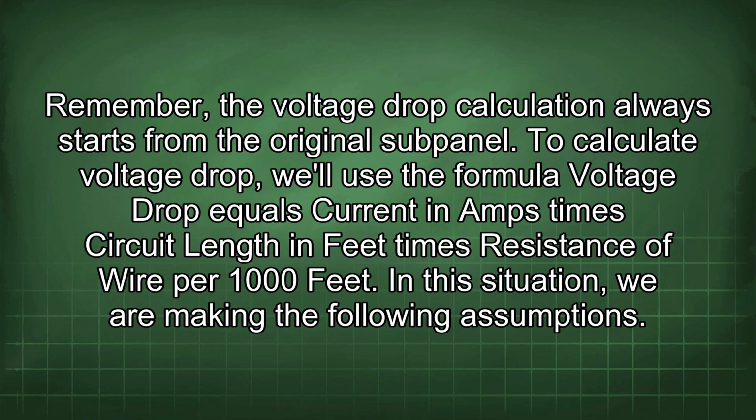Remember, the voltage drop calculation always starts from the original subpanel. To calculate voltage drop, we'll use the formula: voltage drop equals current in amps times circuit length in feet times resistance of wire per 1000 feet.